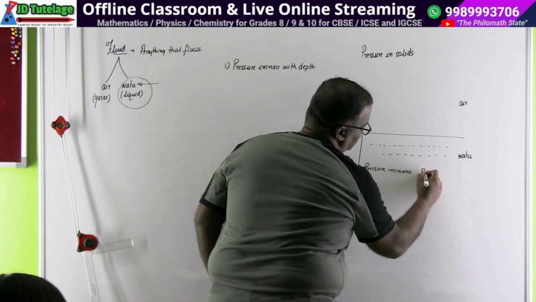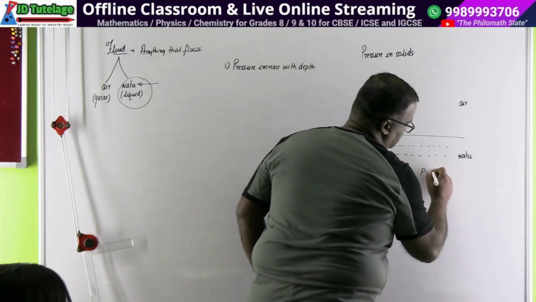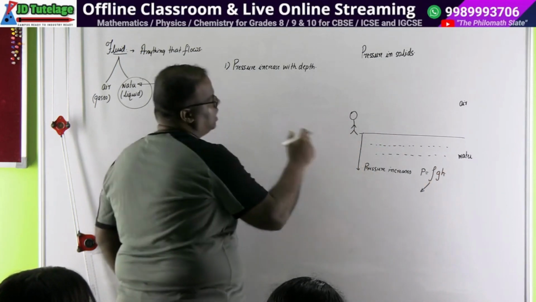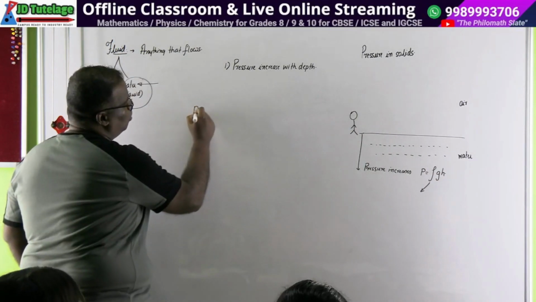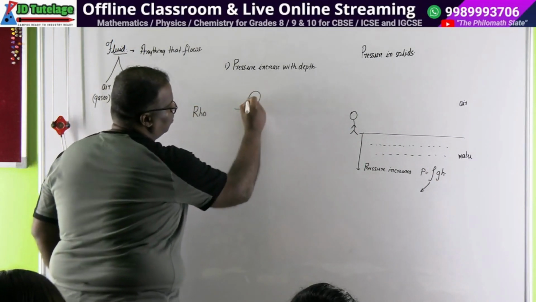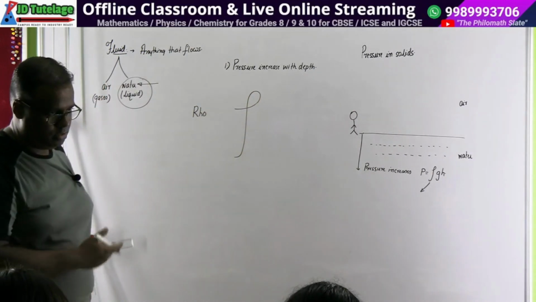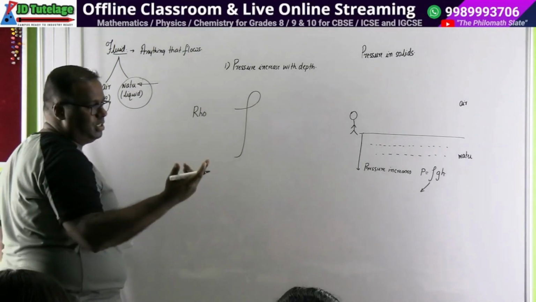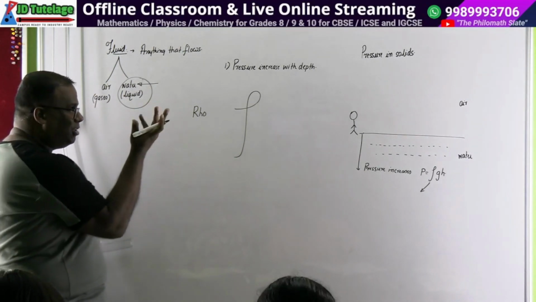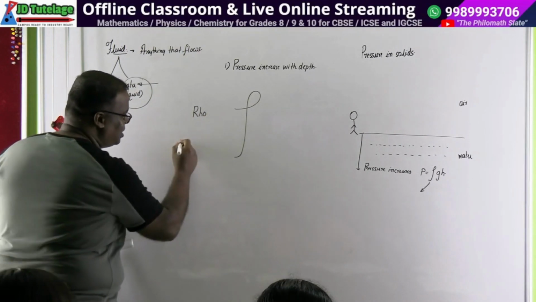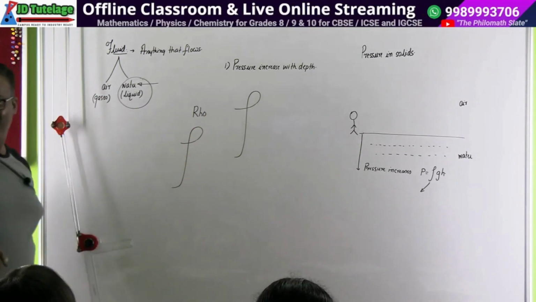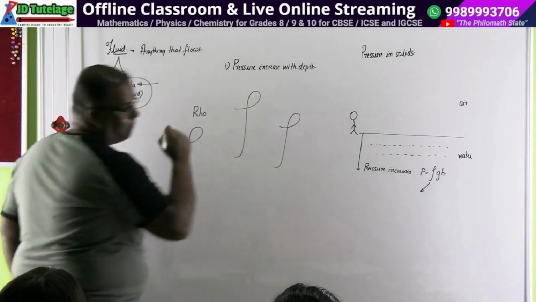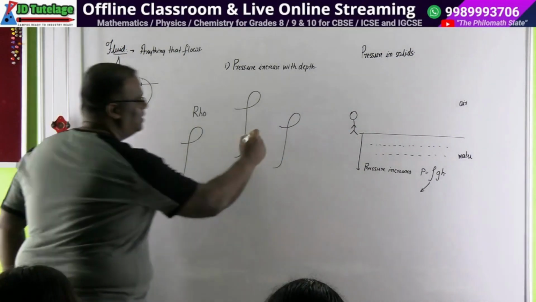And keep one formula in your mind, though your textbook doesn't say. Pressure is given by rho g into h, where rho is a Greek letter called rho. Write it down, because in grade 11 the teacher will suddenly say rho, and at that time you should not think you don't know anything. Rho is written like this.